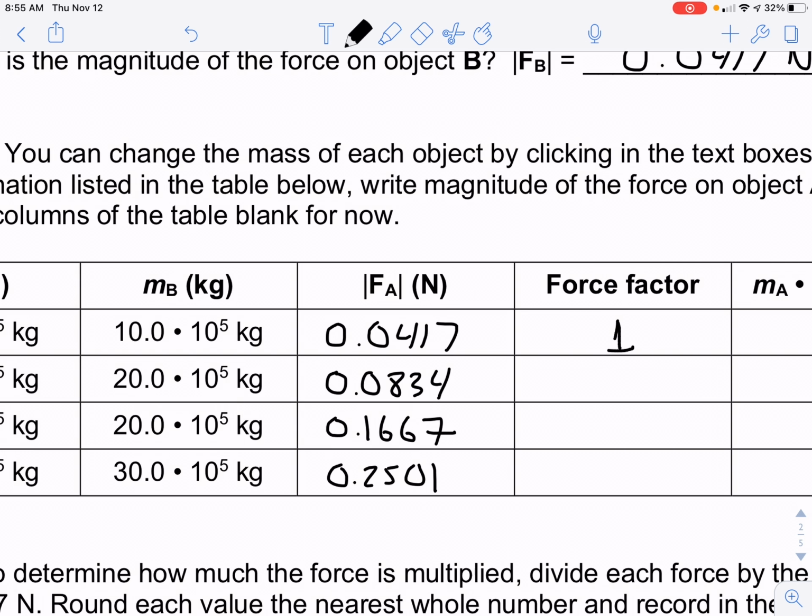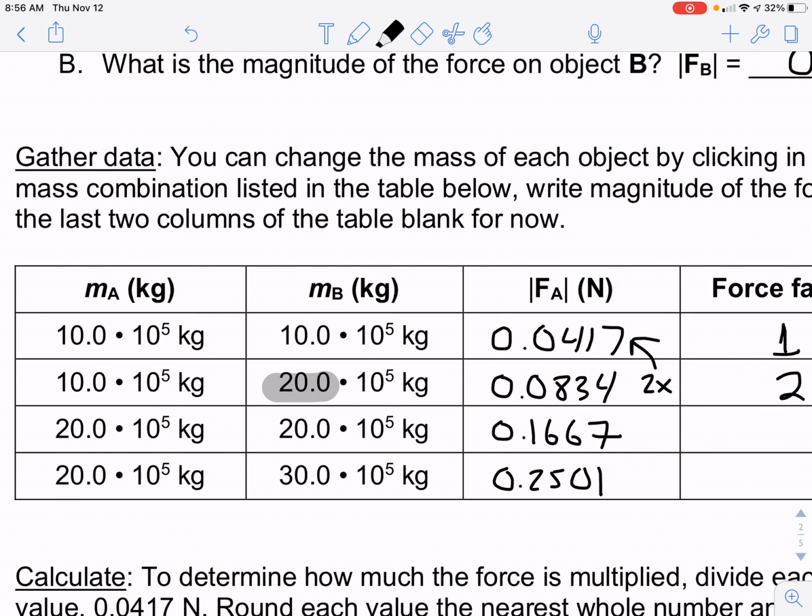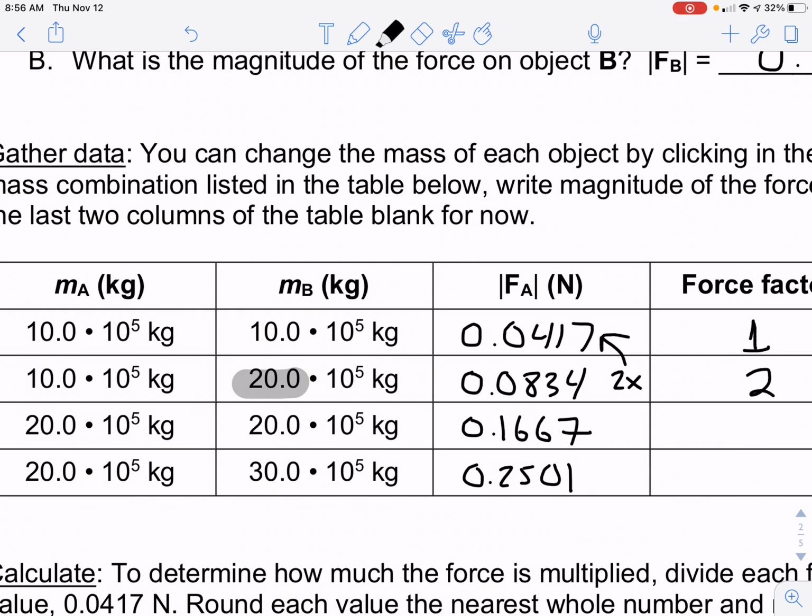Now, here's how we can fill out the force factors. How does 0.0834 compare to 0.0417? Well, if you look carefully enough, you'll see that this is double. It's 2 times greater than this, which means this has a force factor of 2. Okay, so what does that mean? It means that if we double one mass, the amount of force acting on A has also doubled. That's what a force factor of 2 means. The amount of force has doubled.